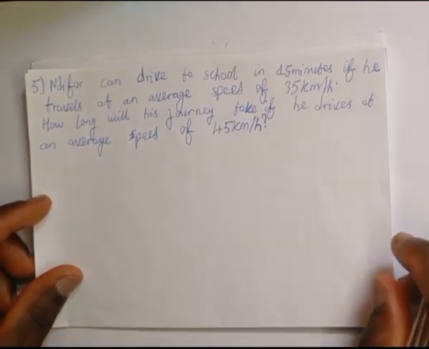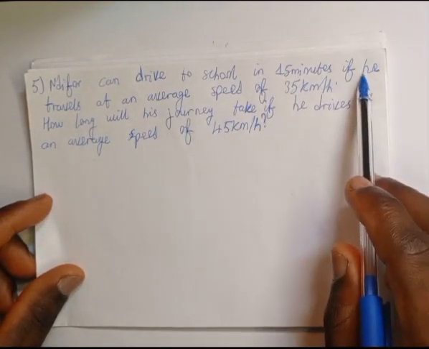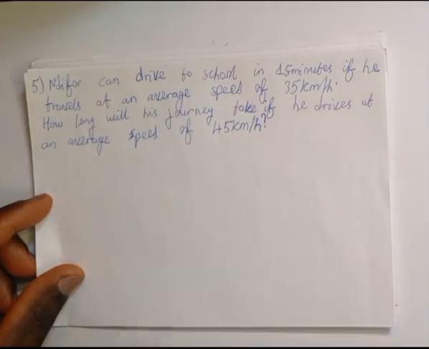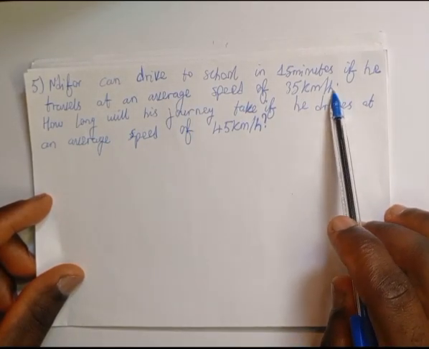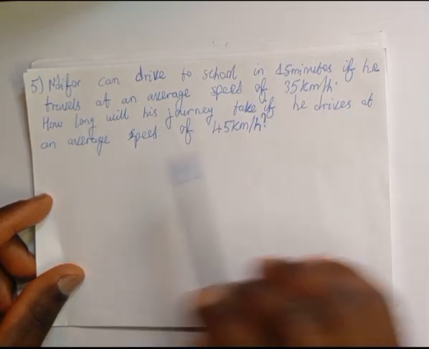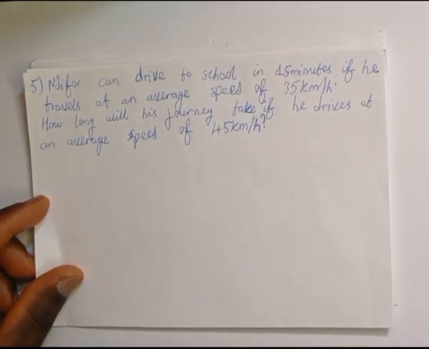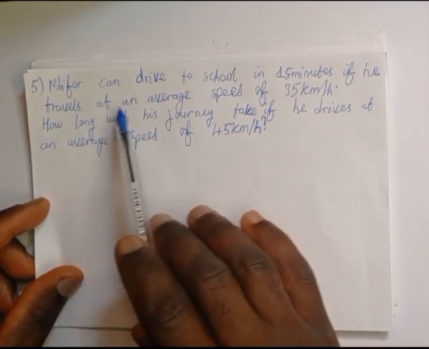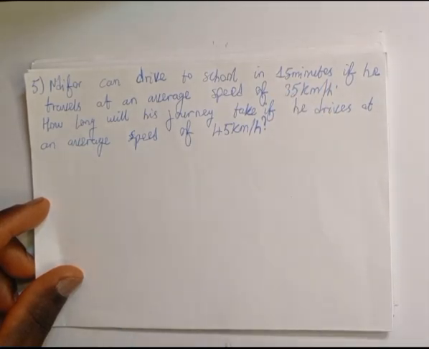We go now to question 5. Question 5 says Ndifo can drive to school in 15 minutes if he travels at an average speed of 35 kilometers per hour. How long will his journey take if he drives at an average speed of 45 kilometers per hour? Question is very interesting. First, we are going to start by finding the distance covered to school by Ndifo if he drives for 15 minutes.